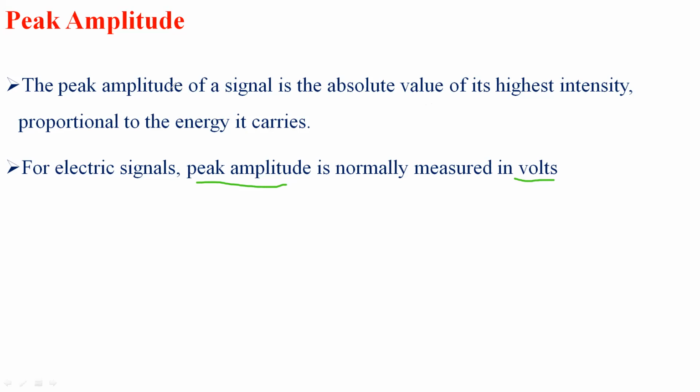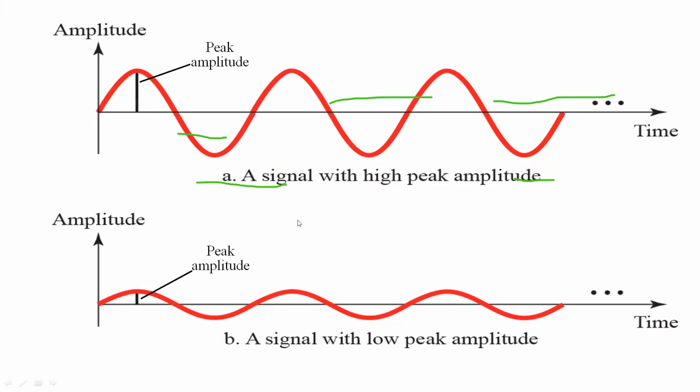Peak amplitude is the absolute value of a signal's highest intensity, which is directly proportional to the energy of the signal. The SI unit of peak amplitude is volts. Here, the figure shows the representation of the peak amplitude.